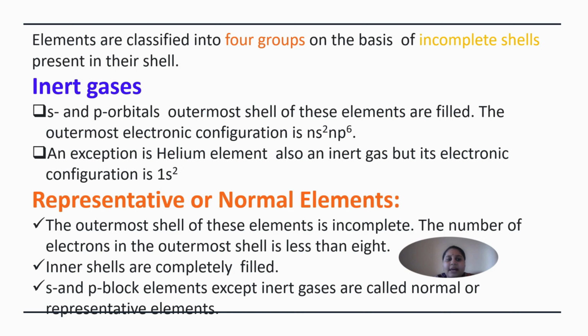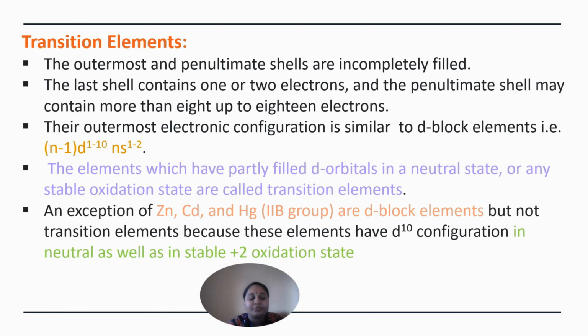The next is representative or normal elements. The outermost shell of these elements is incomplete. The number of electrons in the outermost shell is much less than 8, and the inner shells are completely filled. S and P block elements, except the inert gases, are called normal or representative elements.